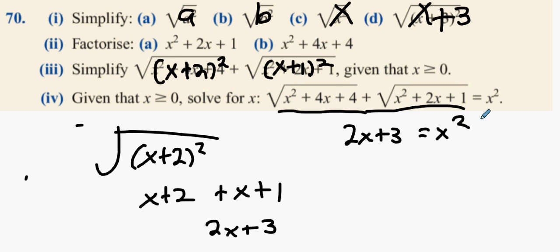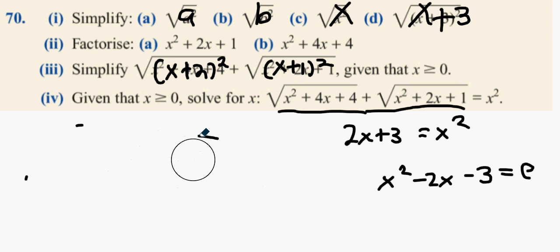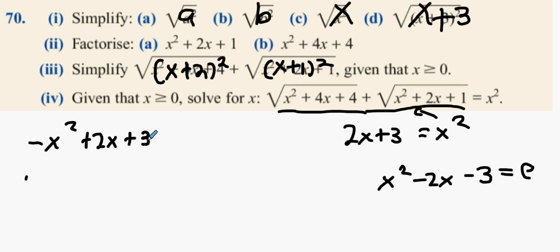Move it all on one side. X squared minus 2x minus 3 equals 0. Ben? Would it not be negative x squared? Do you want to do it that way? Yeah, I can do it that way if you want. I'll show you now. Ben wants me to move the x squared to the left. He's not wrong. And then he has this. Multiply both sides by negative, Ben.